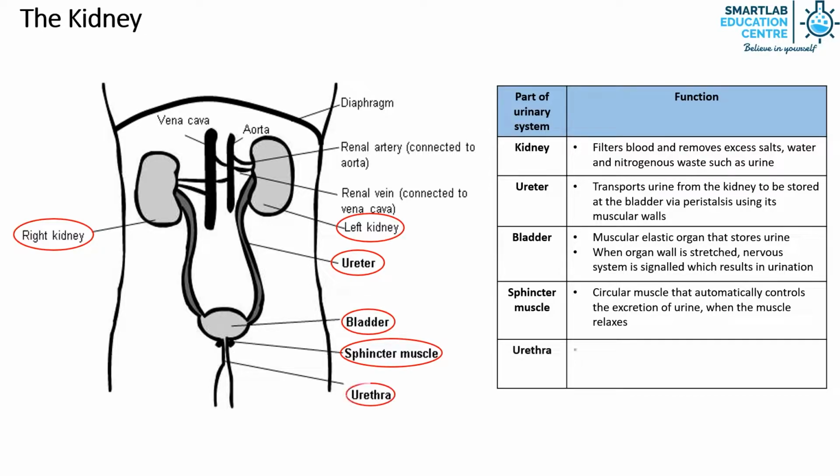Lastly, we have the urethra, which is a tube that carries urine from the bladder. In males, the urethra also serves as the passage for sperms.